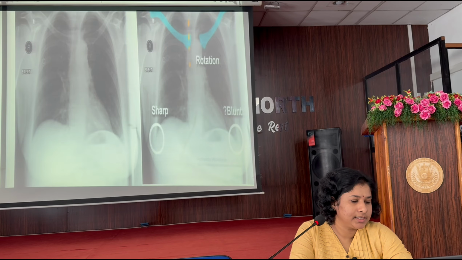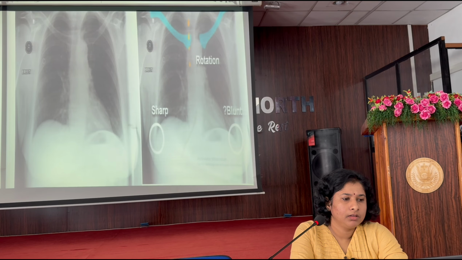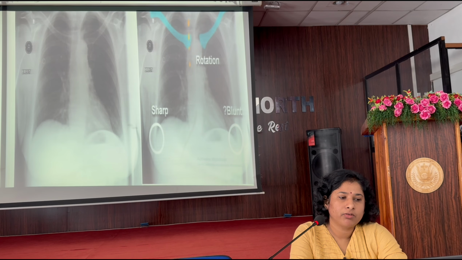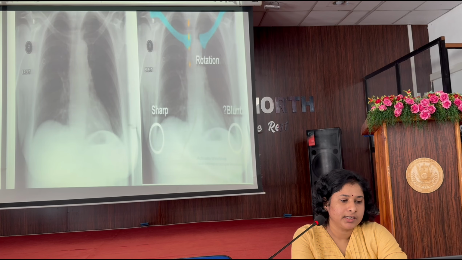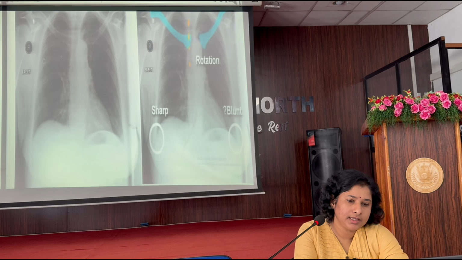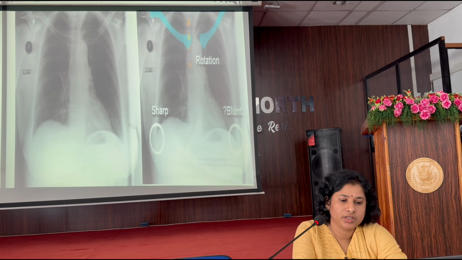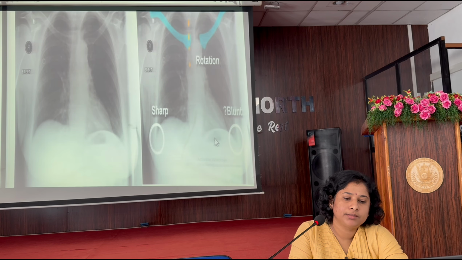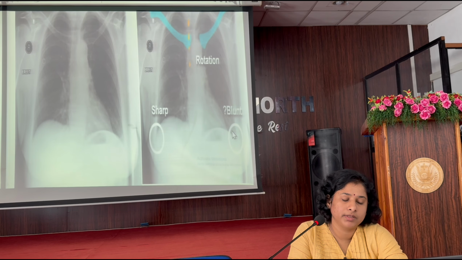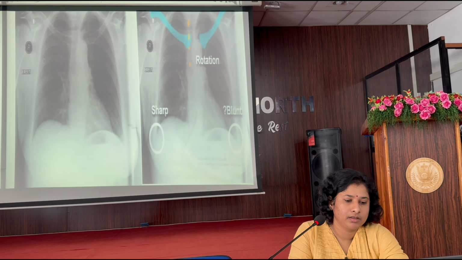So here you can see the clavicles are rotated. There is no equidistance from the spinous process. So they are deviated, and due to that, you can see in the second image, the costophrenic angle is blunted. It can give a misdiagnosis of pleural effusion or any pleural-related mass or consolidation. It won't be sharp like this if it is rotated.